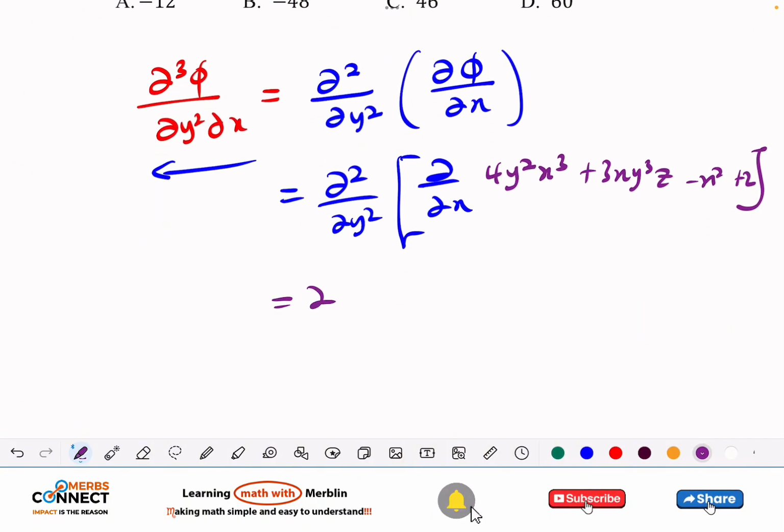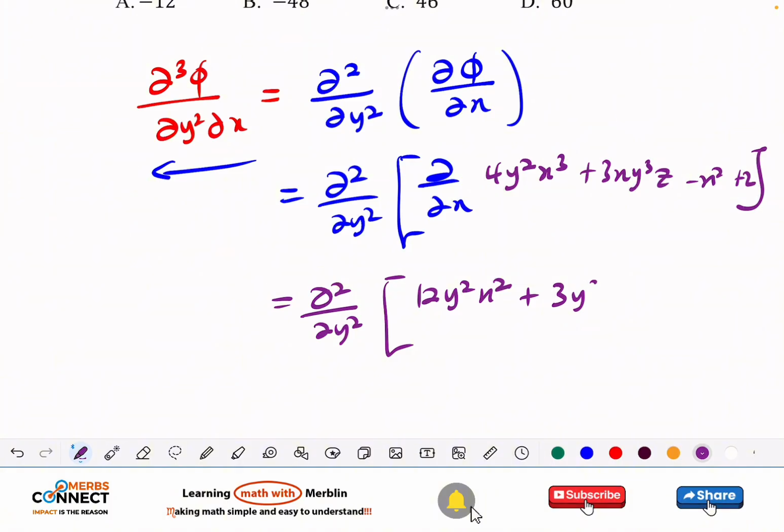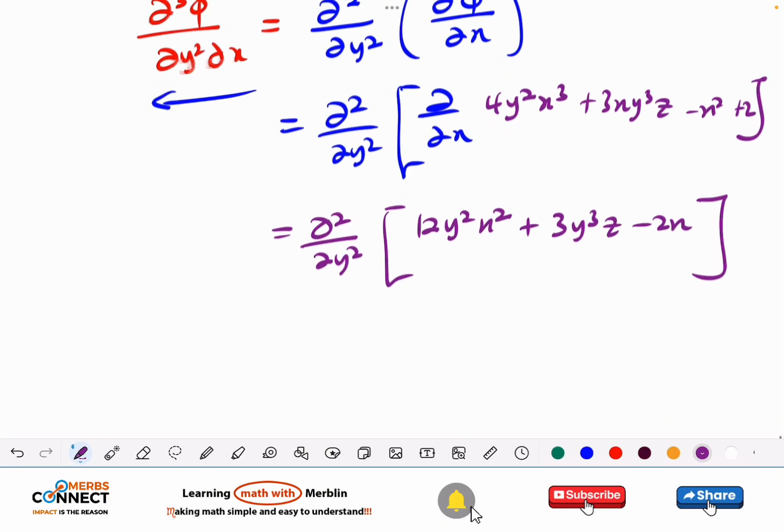So let's differentiate and see what we are going to get. Partial squared over partial y squared. Remember, we are differentiating with respect to x. Anything which is not x gets to 0. So this is going to give us 12y squared x squared plus 3y cubed z minus 2x. And then when I differentiate 2, I get it to 0. So that's what I'm going to get.